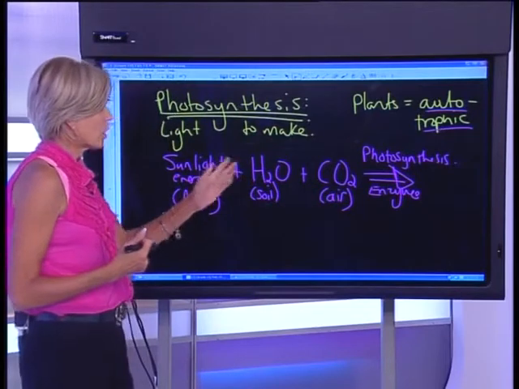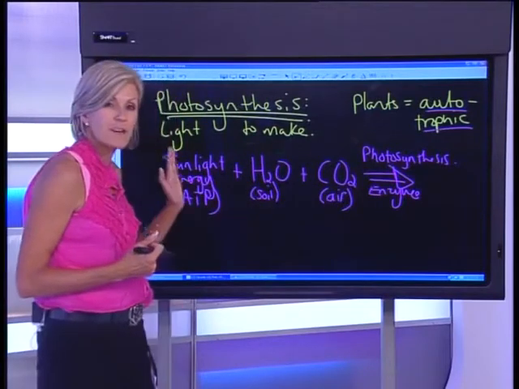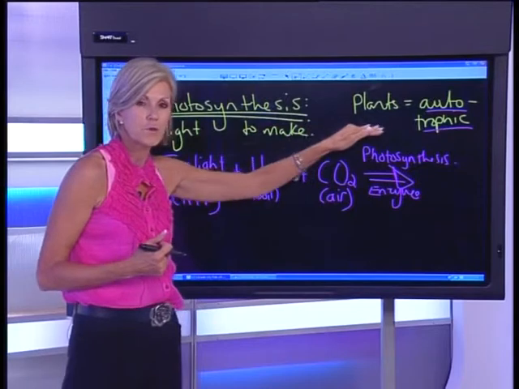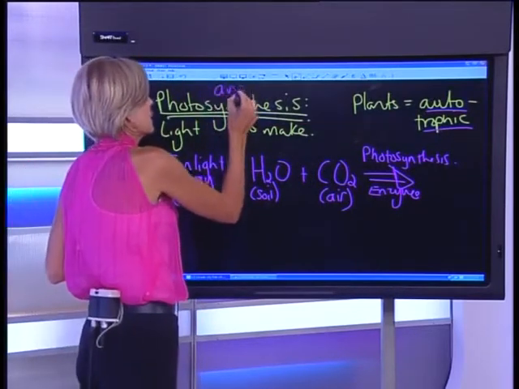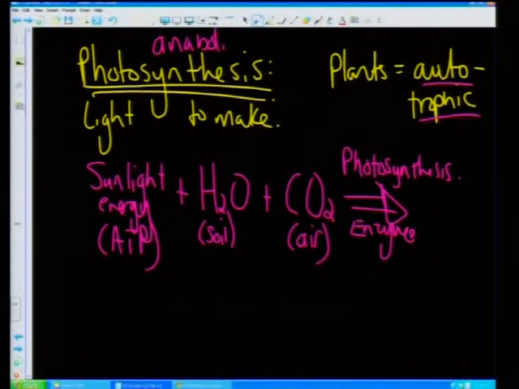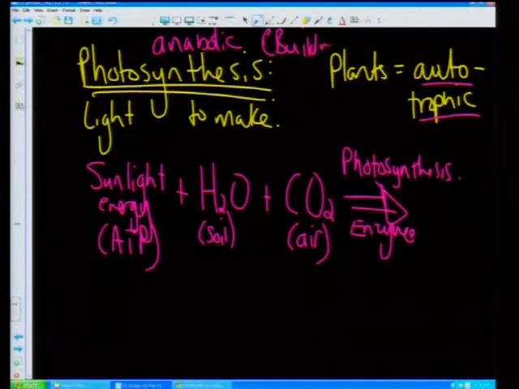Now here we are building something. We're going to make food. This is how the plant makes food. So this photosynthesis is clearly an anabolic process. It's a building process.